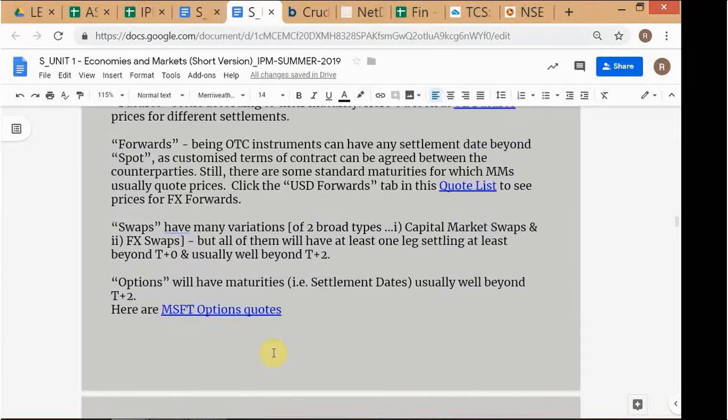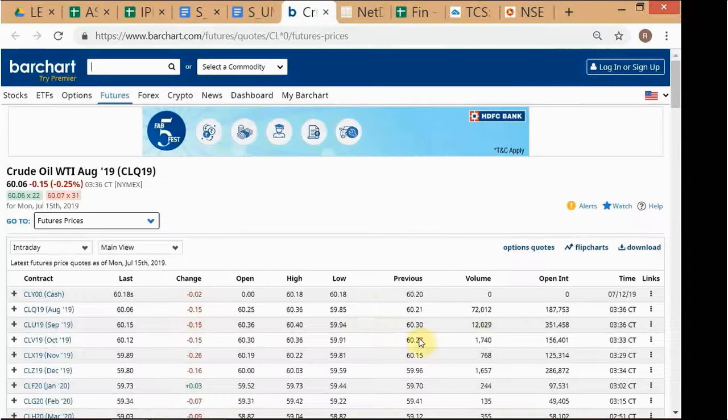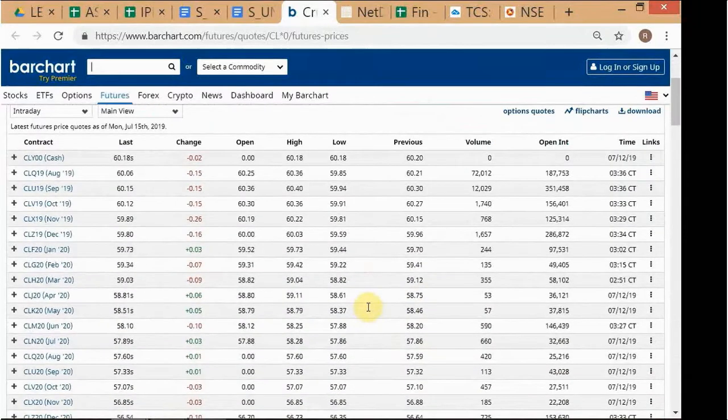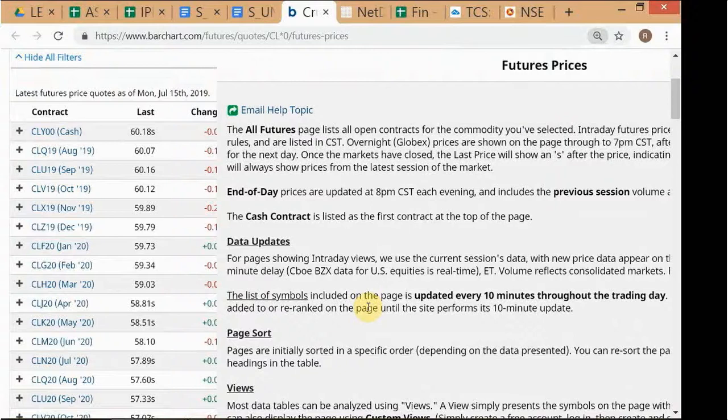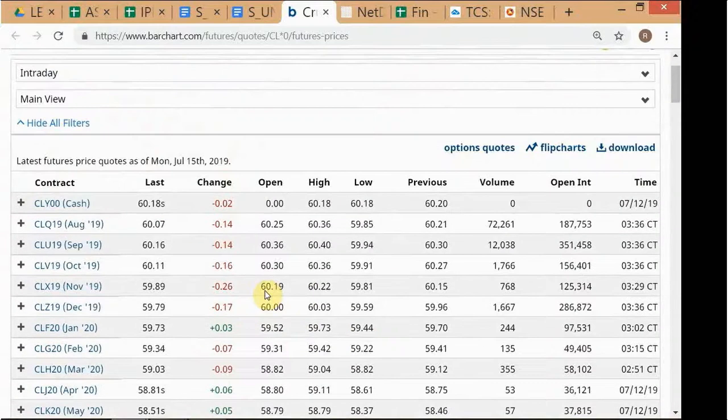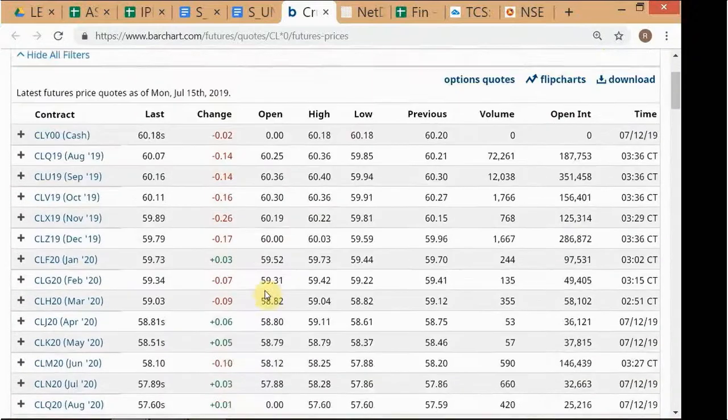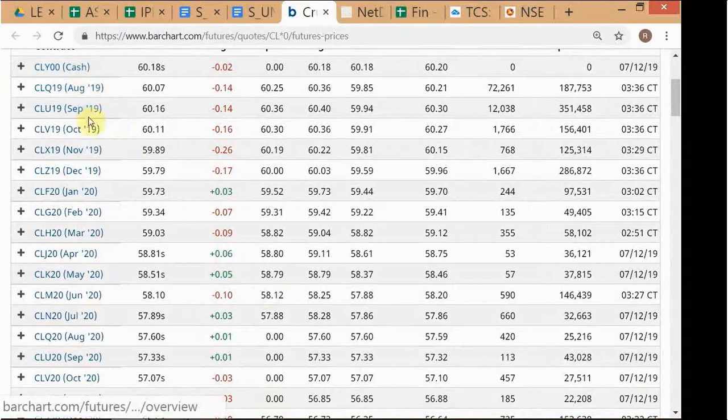So these are just broad. When you look at futures prices, this is what it looks like. You see all these different maturities. I don't know if you can read on the last bench. Kanika, can you read? You can't read the stuff on the last bench. Anyway, these are crude oil futures prices. Now you can read all this.